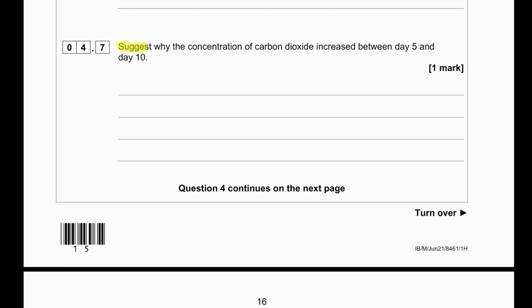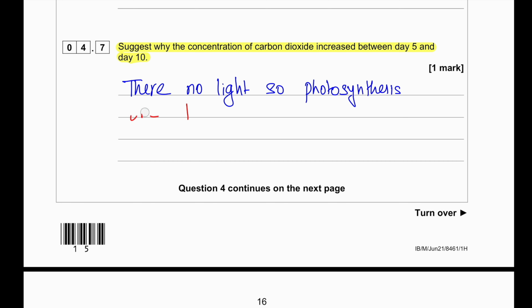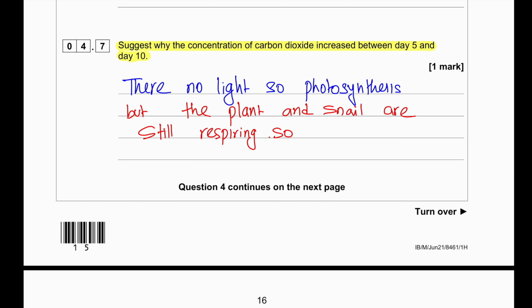Suggest why the concentration of carbon dioxide increased between day 5 and day 10. Since there was no light present, no photosynthesis can occur. However, the snail and the plant are still respiring and are releasing carbon dioxide.